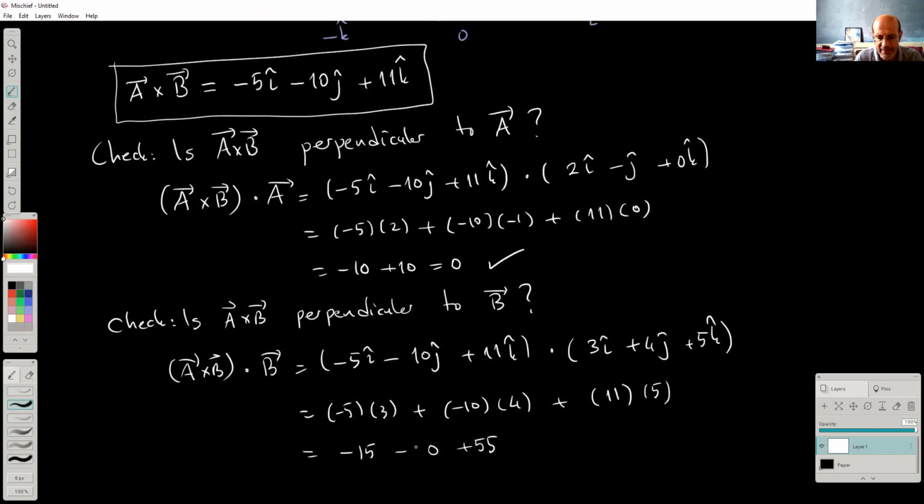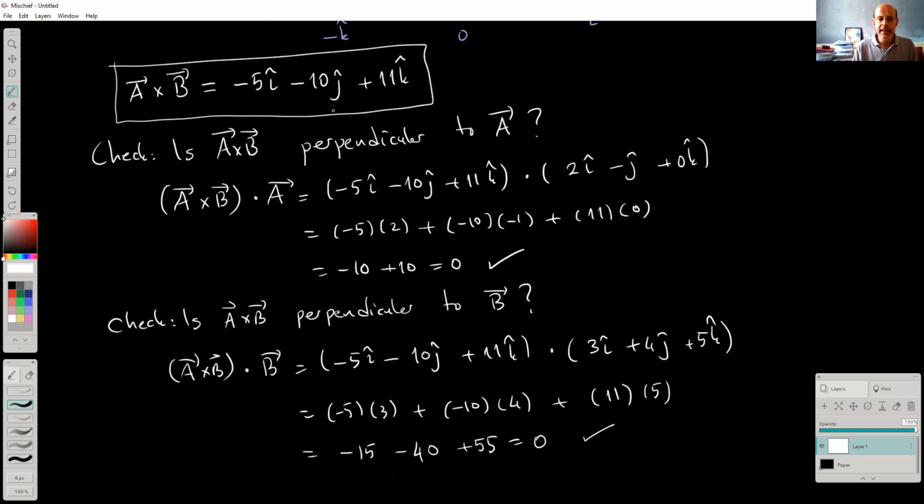Minus 40, right? Okay, so I got kind of excited. All right, so yeah, it is equal to 0 again. So yeah, it checks. So probably our calculation is correct. I can also check the magnitude, but it's a little bit difficult to check the magnitude now.